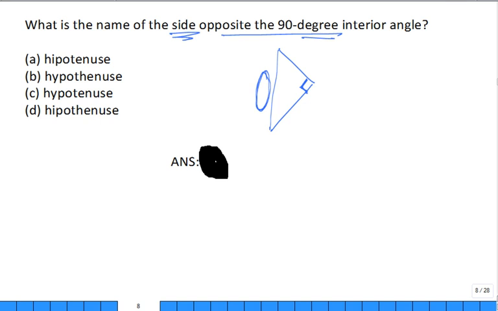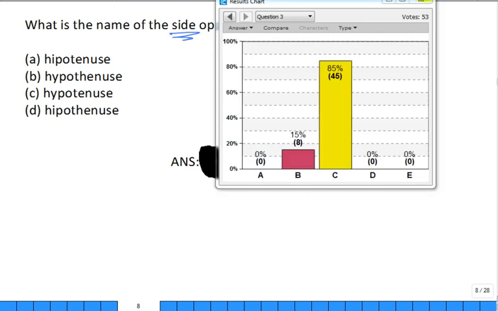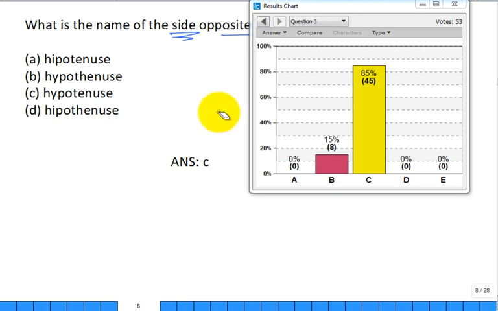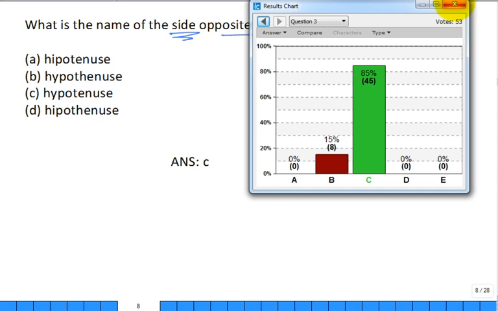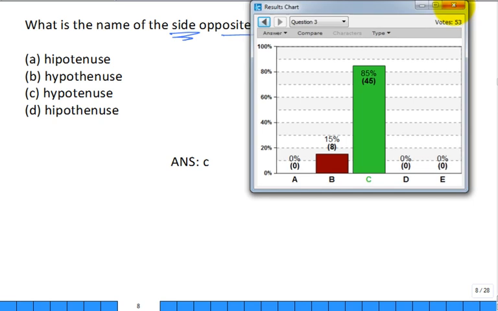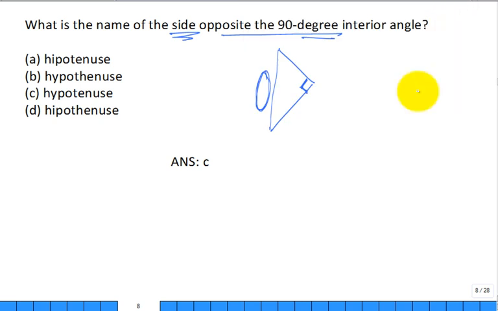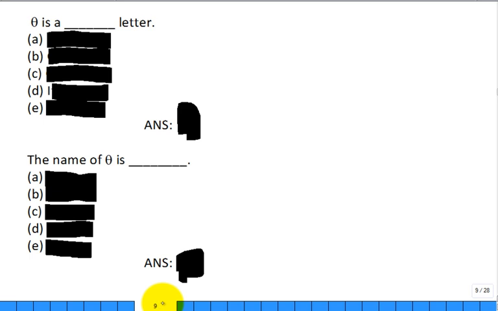So let's see where we're at for the grade. Hey, we're pretty good. Not bad, huh? Not bad. Somebody says, are you testing my English? I guess so. But let's press forward.